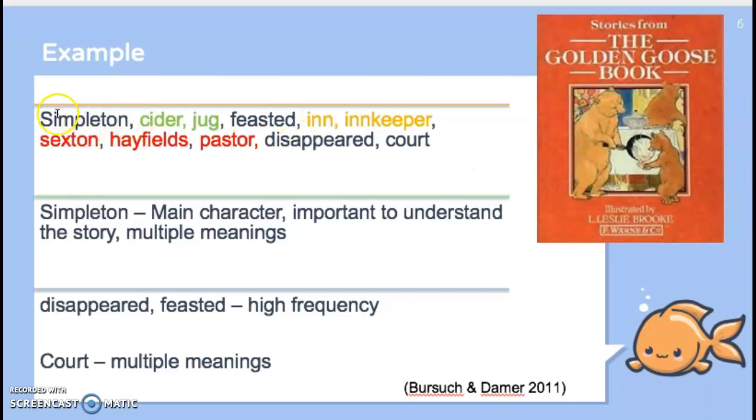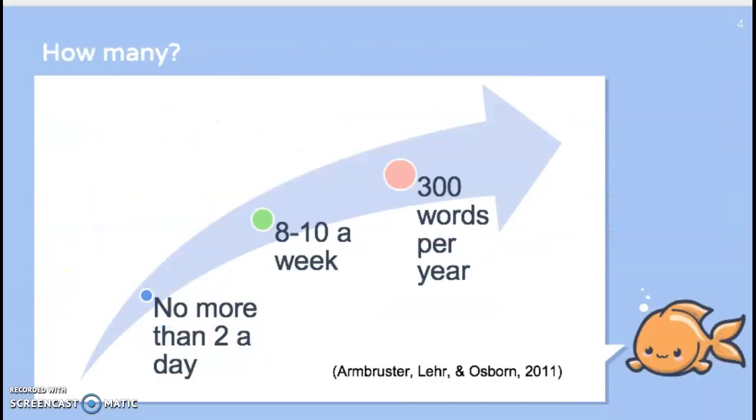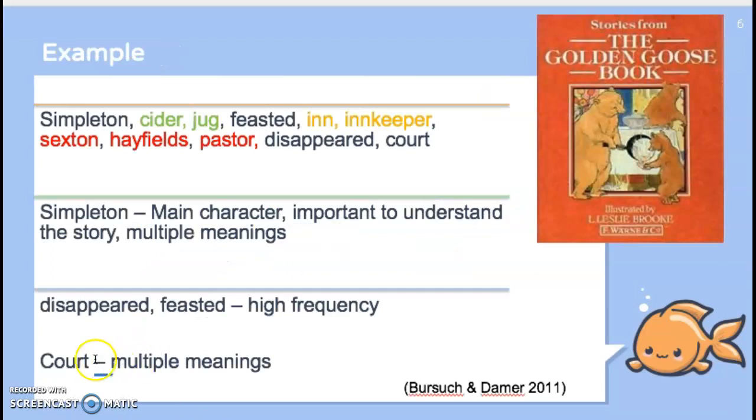A word like simpleton is the main character of the story, and they probably need to be able to read this word and understand what it means, as it may have multiple meanings. So this is a word that I might teach right before I even introduce the book. And then disappeared and feasted, I would teach them directly. Those are my vocabulary words. And the word court has multiple meanings, so I would probably invest some time in that.